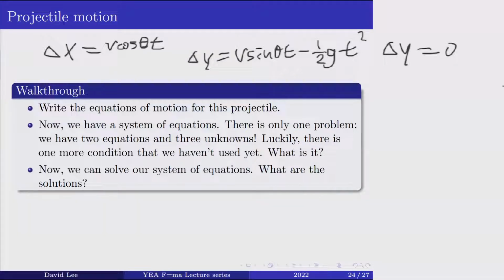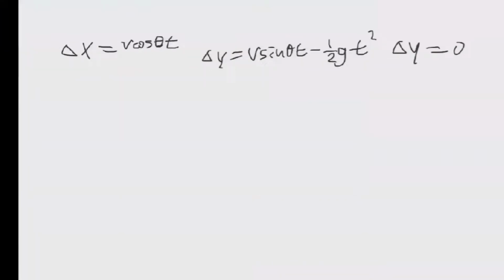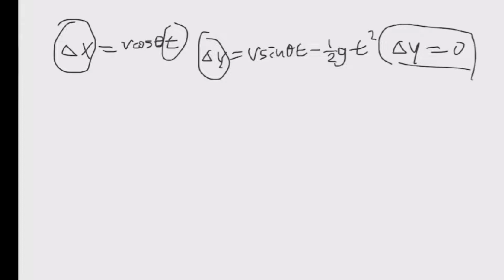All right, it's been a while now, so I will go over the solution. To solve the system, it's just algebra. We have three equations, and our unknowns are delta x, delta y, and t. First of all, we have delta y is 0. That's just one of our equations. So now we can substitute that in here.